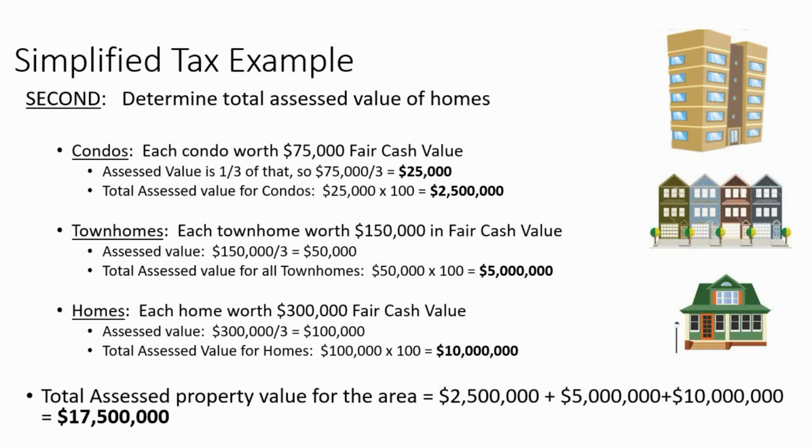Now let's look at townhomes. Let's just say the assessor says each townhome is worth 150 grand in fair cash value. So the assessed value would be divided by 3, or 50 grand. So the total assessed value for all townhomes is 50 grand times 100, or 5 million. Then homes. Say each home is worth 300 grand in fair cash value. So the assessed value is 300 grand divided by 3, or 100 grand. So the total assessed value for the standalone homes is 10 million. So the total assessed property value for the area is $2.5 million plus 5 million plus 10 million, or $17.5 million.